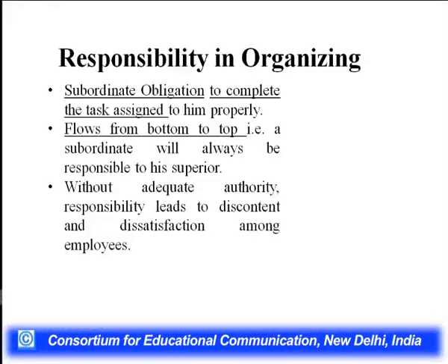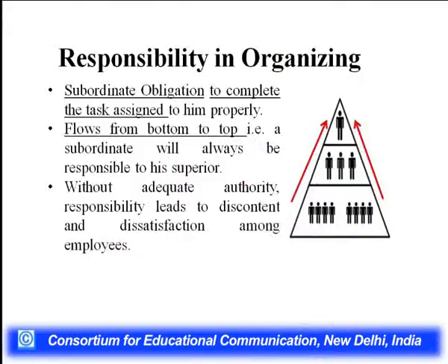Then another important aspect is the responsibility aspect in organizing. This is another important element in organizing. This is basically the obligation of the person to whom the authority is delegated. So in this particular case, if the authority is delegated to the subordinate, then this is his responsibility towards the superior or the higher authorities. It means the responsibility in an organization is the subordinate's obligation to complete the task assigned to him in a proper manner. And this is the reverse of accountability. It flows from the bottom of the organization to the top level of the organization. It means the subordinate will always be responsible to his superior.